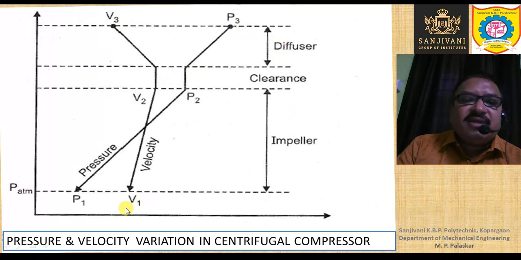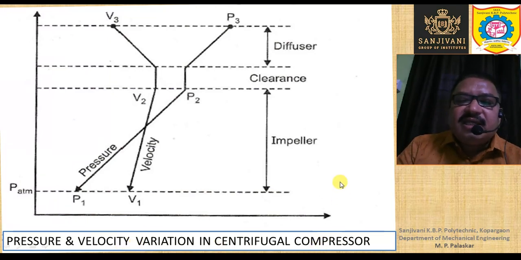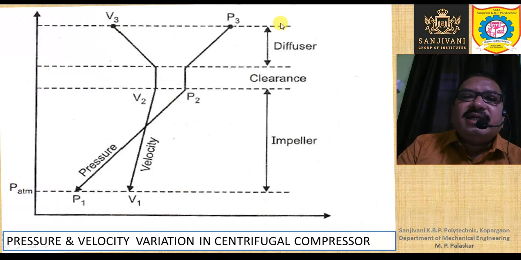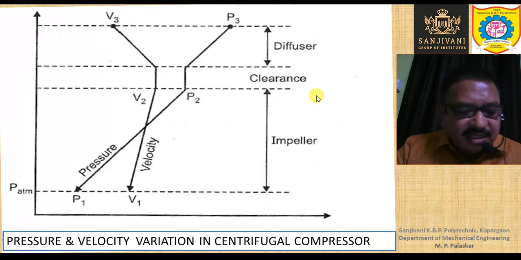So that is about the variation of the pressure and velocity in the centrifugal compressor inside the impeller and the diffuser. Inside the volute casing also there is an increase in the pressure and a small decrease in the velocity. So this was all about the centrifugal compressors.